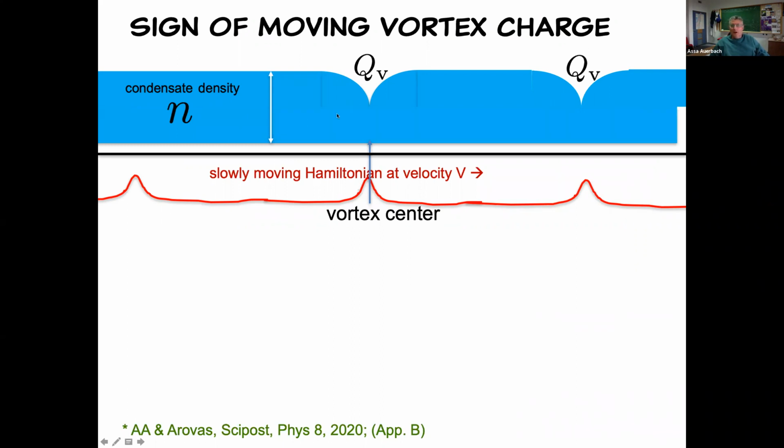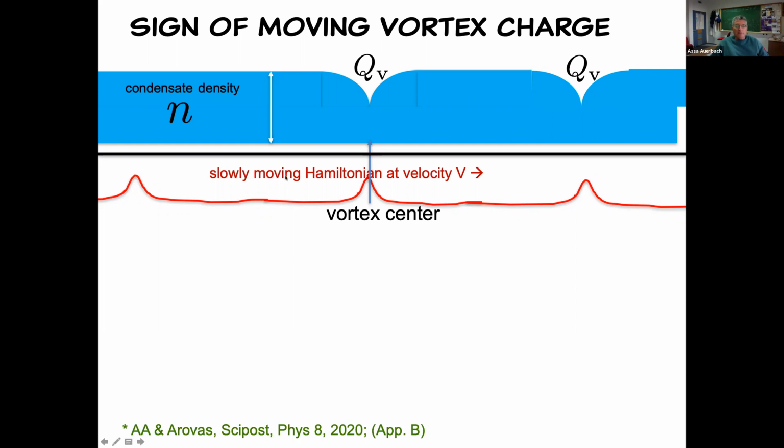Well, there are two charges one could describe. One is the depletion of the charge, or maybe extra charge, attached to the vortex position. Let's call it QV. And the other one is the condensate density. Now, when the vortices are moving, when the flux flow is happening, one can describe it as if the Hamiltonian is moving at velocity v. It's just a way of writing the electric field in terms of a time-dependent gauge field. So the Hamiltonian is moving slowly to the right at velocity v. I say slowly because everything has to be adiabatic. And immediately, some people, maybe even in the audience, would say, let's invoke the adiabatic theorem.